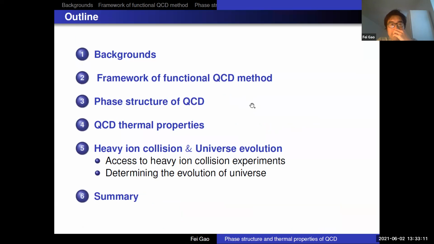So I will briefly introduce you the background and also the framework of the functional QCD method. And the main results are the phase diagram of QCD at finite temperature and chemical potential. And then also we compute the QCD thermal properties. With this thermal properties, we can then access the more experimental side, like the heavy ion collision, and also the cosmological side, the universe evolution.